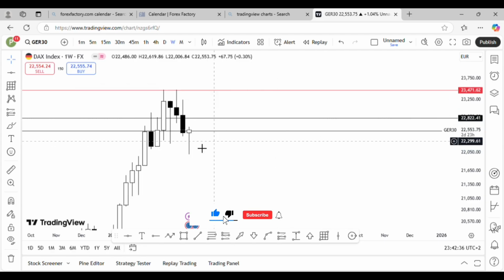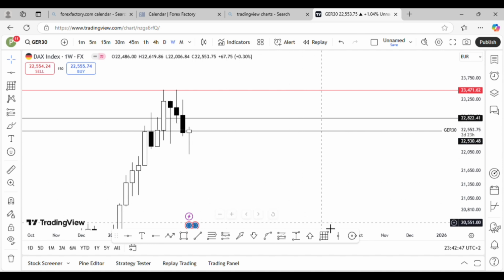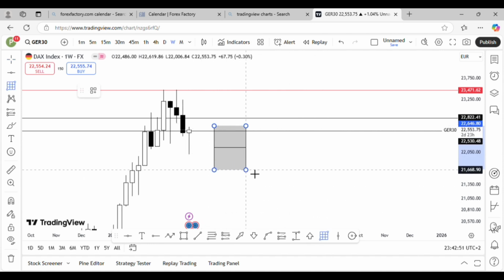So currently we can see the market is on this one. So we might be looking for what here? We are not sure. It's either we close above or below. And if we close above, looking for buys. If we close below, we are looking for sells.